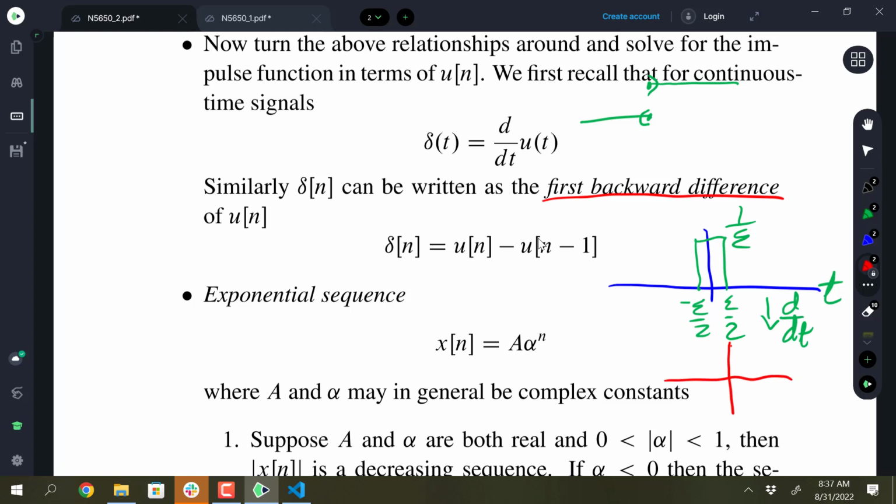And what's going to happen is there's going to be a delta right there where it steps up because there's a change, and then there'll be a delta right there where it steps down. And as epsilon goes to 0, those two deltas, the one pointing up and the one pointing down, both stand on top of each other. That's why it's called a doublet.